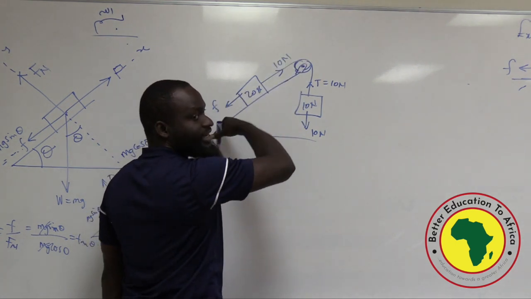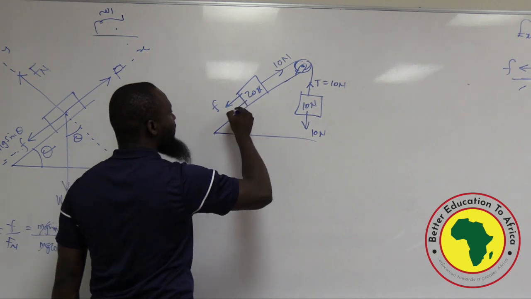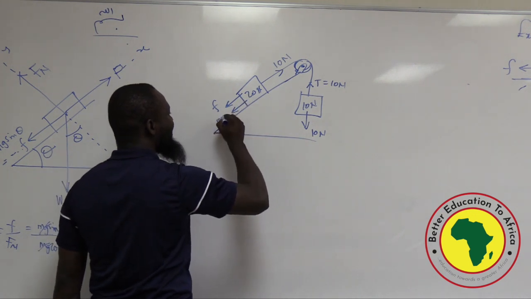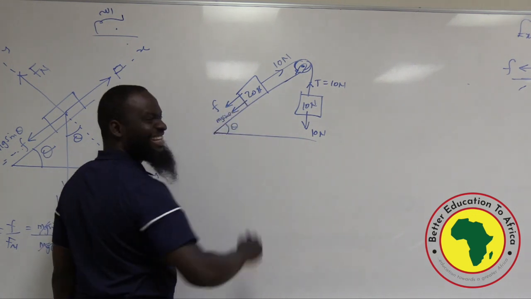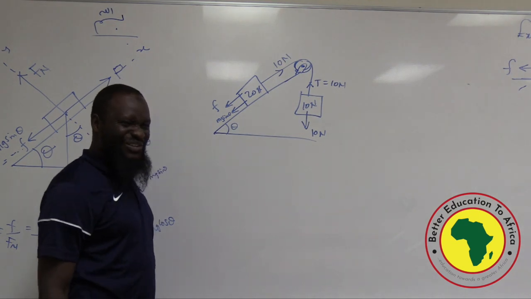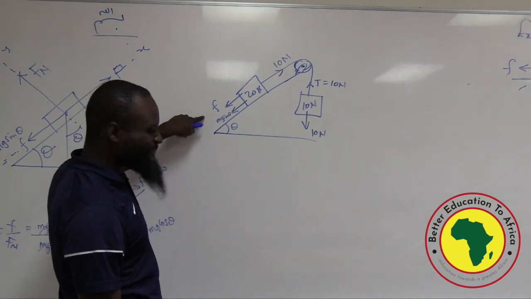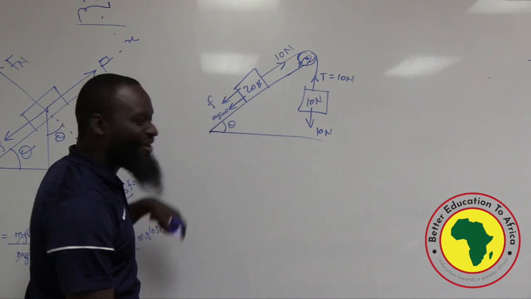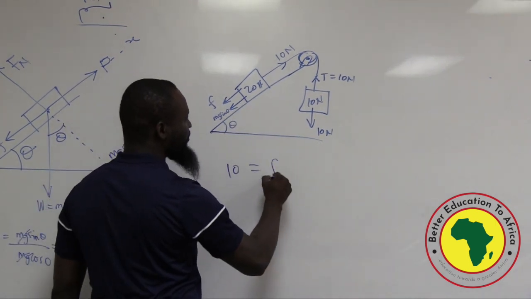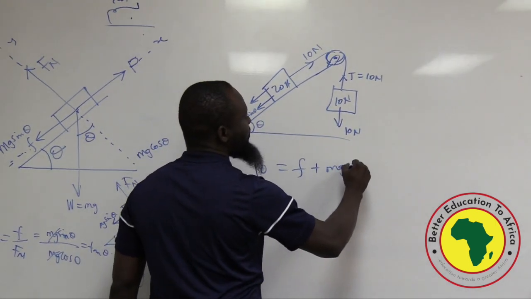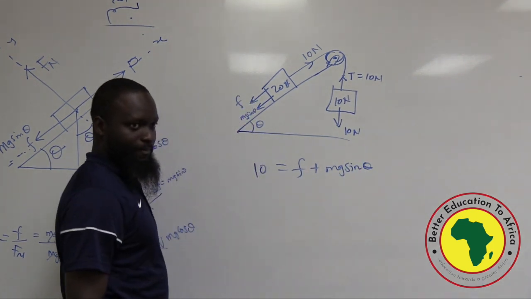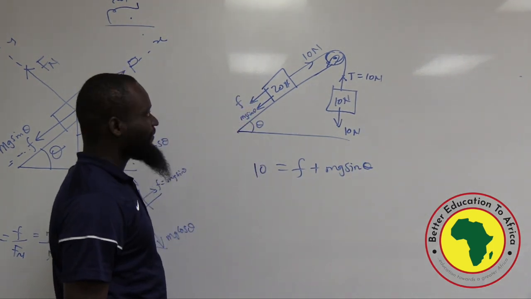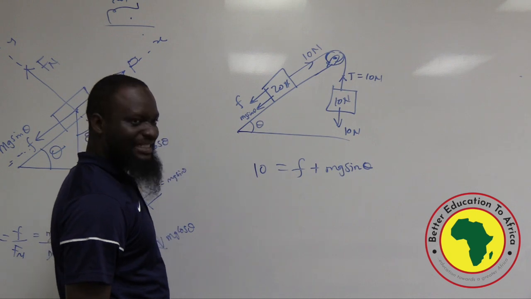Frictional force is going this way because the object is going there. But don't forget, we also have mg sine theta. That is the trick now. Don't forget that aside from the frictional force, we also have mg sine theta going down. So 10 Newton will be equal to frictional force plus what? Mg sine theta. Are you getting it? And it's saying it's in equilibrium.